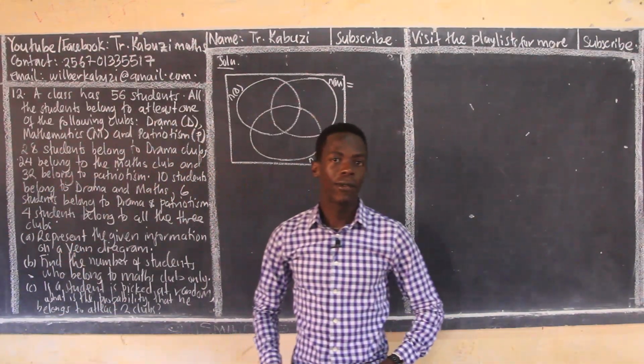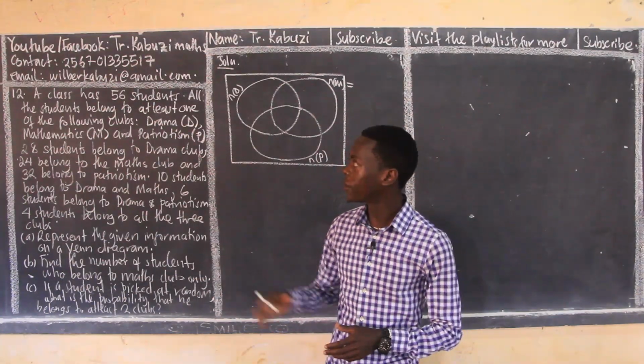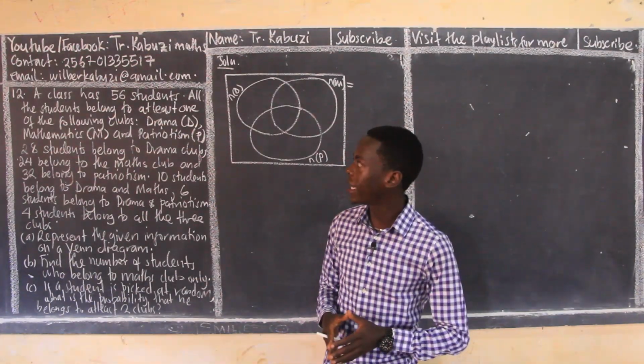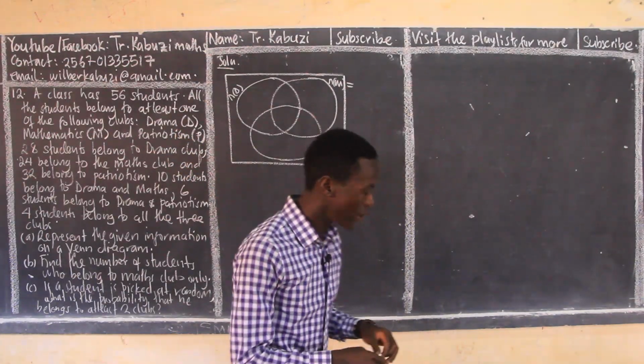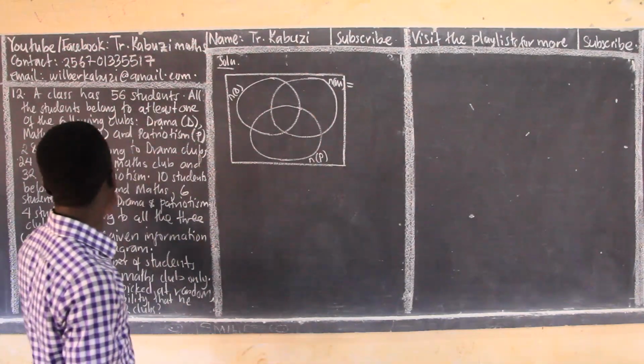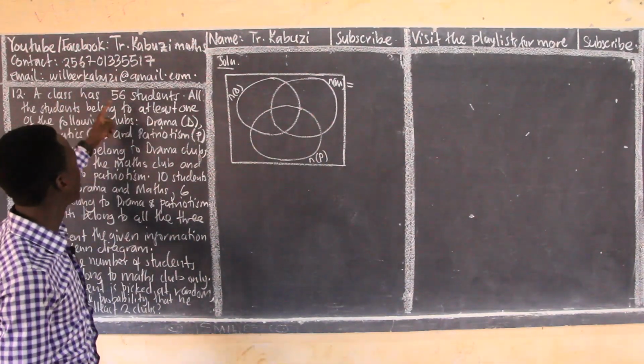Okay, number 12 was about sets. It's saying a class has 56 students. Now we are going to read as we summarize the question. They are telling us that a class has 56 students.